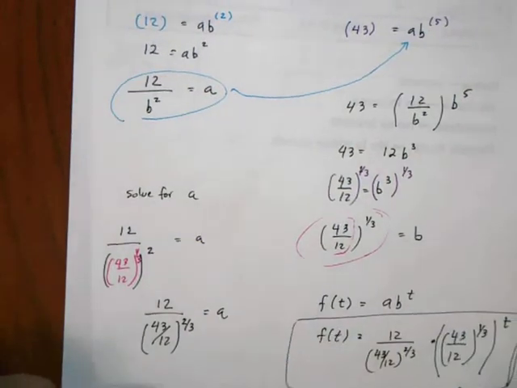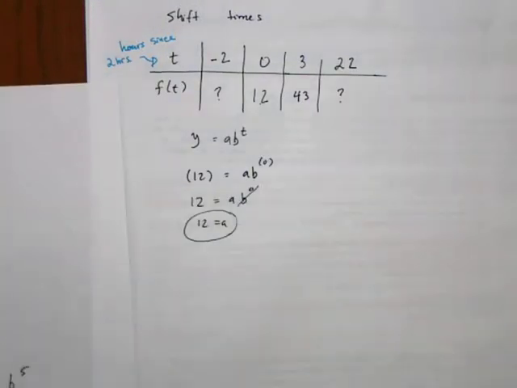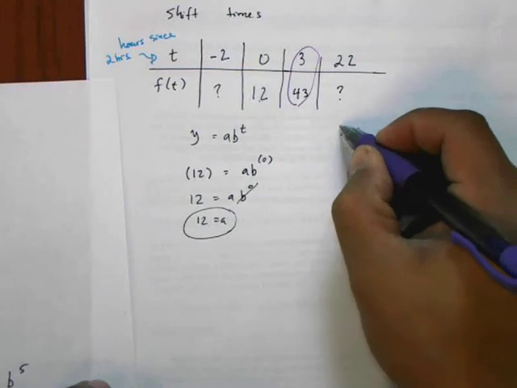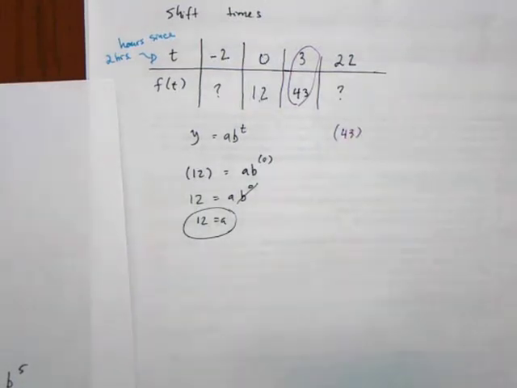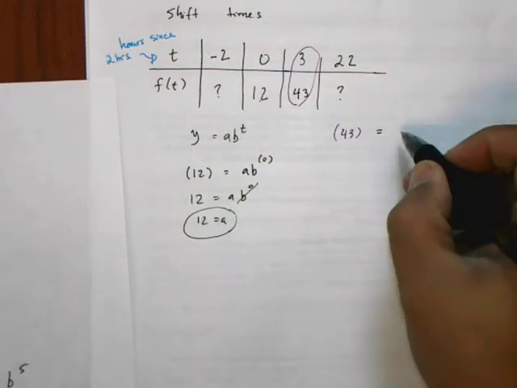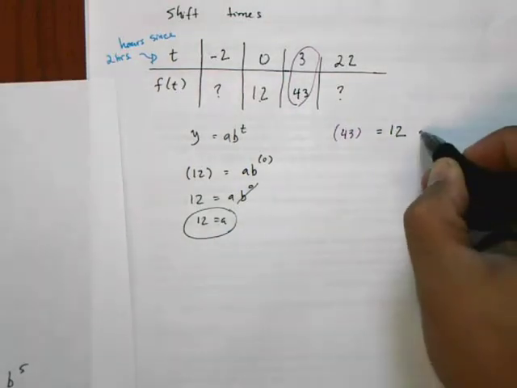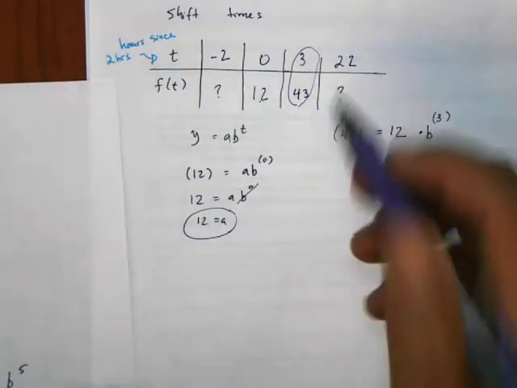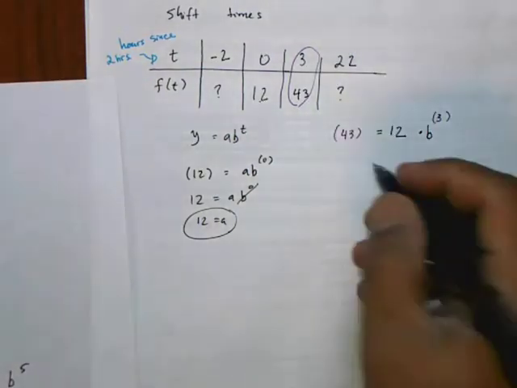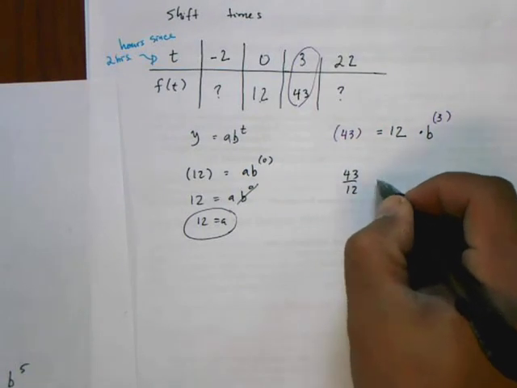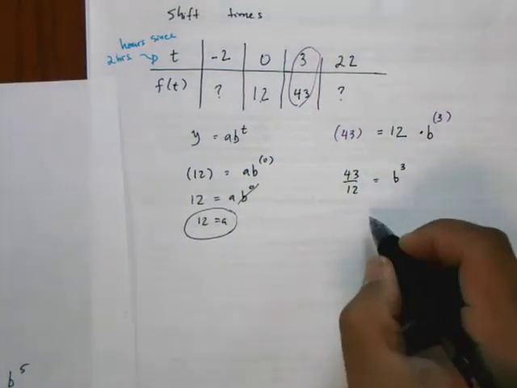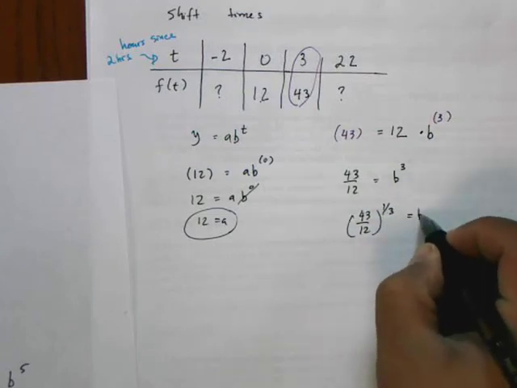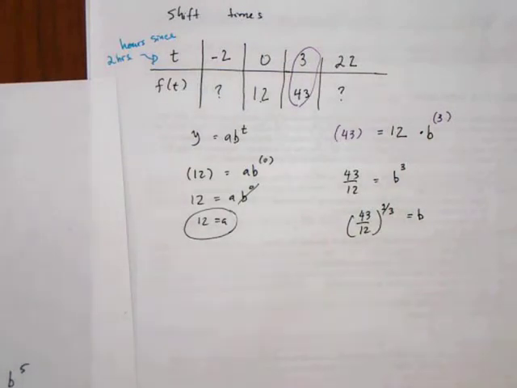Now let's solve for b. Now we're going to use the other point here. We know that when y is equal to 43, t is equal to 3, we already know that a is equal to 12, so we can use that, times b, and it's b to the 3rd. So now when we solve this, we get 43 over 12 is equal to b to the 3rd. 43 over 12 to the 1/3 equals b. And that's that.